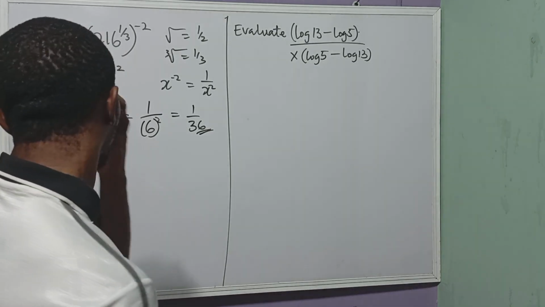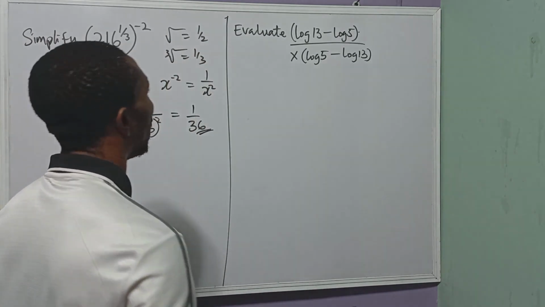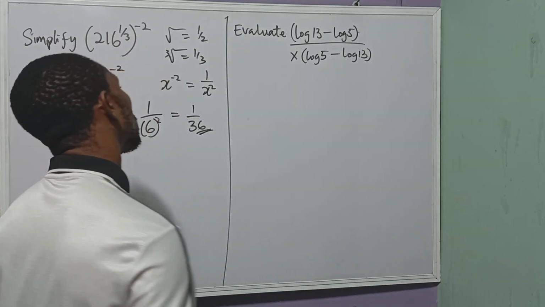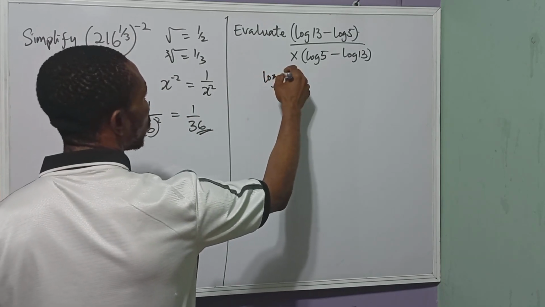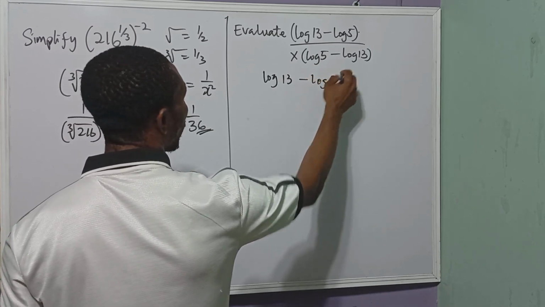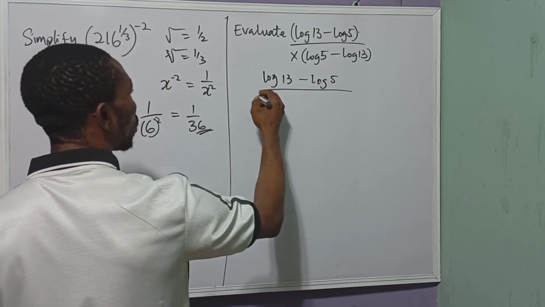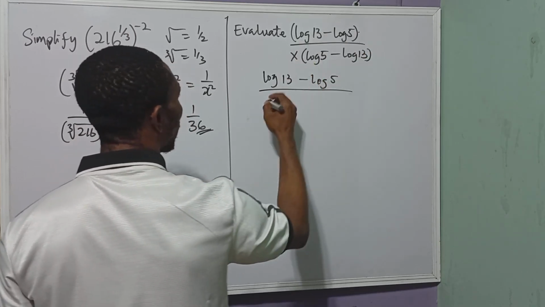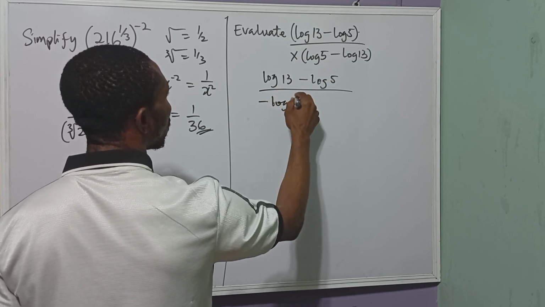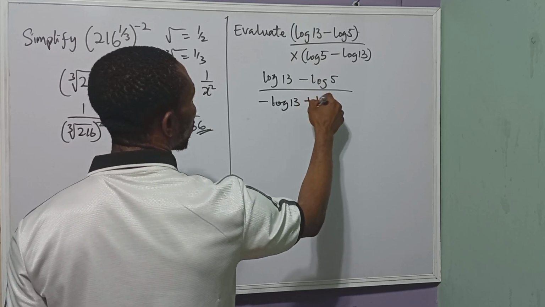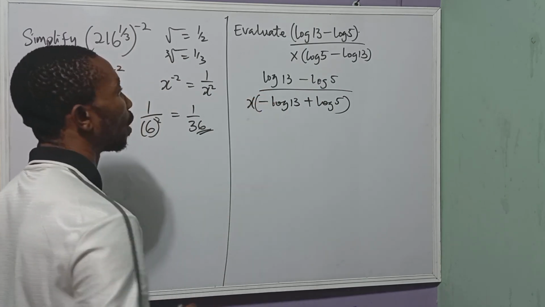Alright, now the next one says evaluate (log 13 minus log 5) divided by x(log 5 minus log 13). Now in evaluating this, we are going to have it as log 13 minus log 5. Rewriting the denominator to look like the numerator for easy division, if we move the minus forward, we have minus log 13 plus log 5, times x. That's what we are going to have.